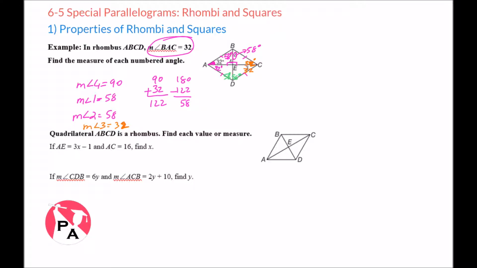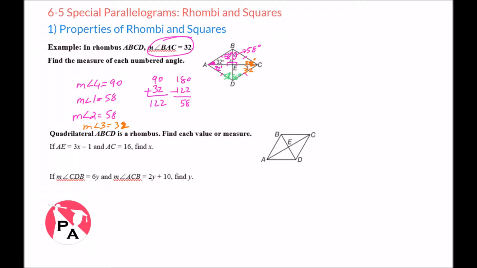Now, here we have another question. Quadrilateral ABCD is a rhombus. So the sides are the same, the diagonals are perpendicular, and they cut each other in half. And they also cut the angles in half. These are the properties that we know. Find each value or measure.